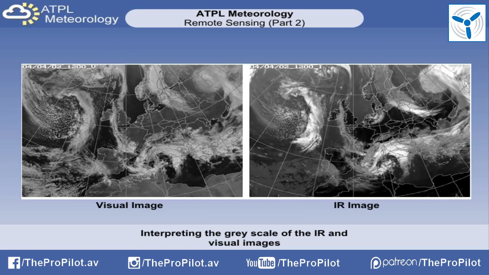If it is possible to use both images together, then this can often be very useful in identifying the location of surface fronts, upper ridges and troughs, the stages of the development of depressions and tropical cyclones, as well as individual cloud types. It's also possible to estimate the wind structure and stability of the atmosphere, the presence of lee waves, the extent of snow cover, and location of sea ice.